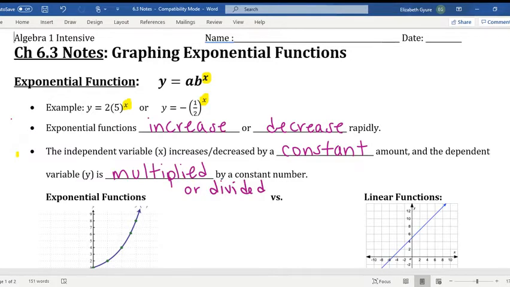And the way to remember that they get multiplied is if your numbers are getting big really, really fast, they're getting multiplied, because that's how you get numbers really big, right? Think about adding versus multiplying. If I multiply 6 times 6, it's 36, but if I just add it, it's just 12, right? Multiplying gives you bigger numbers.